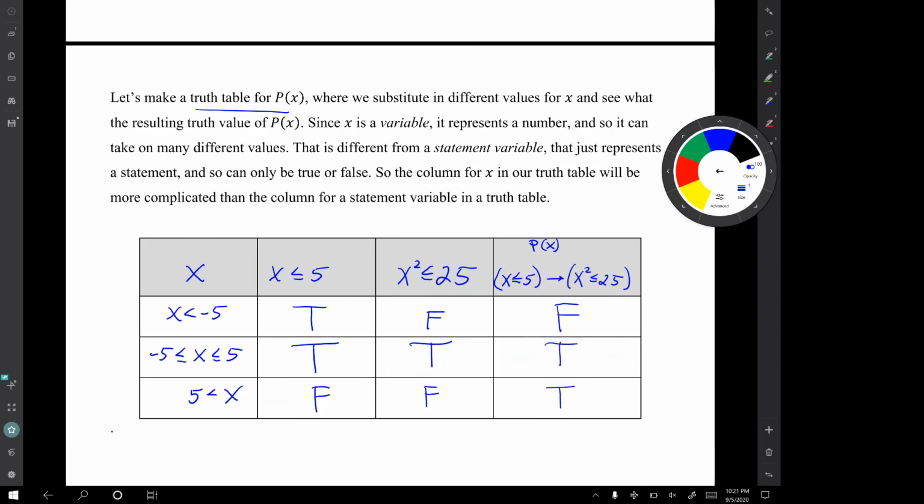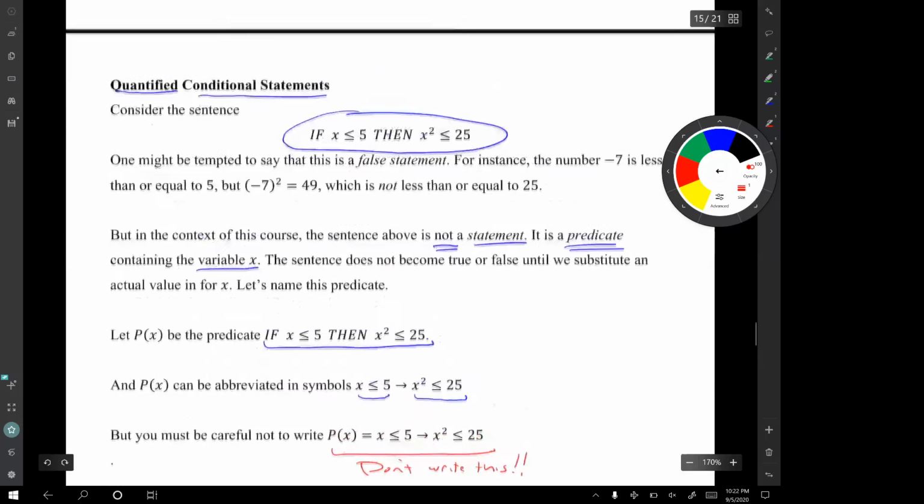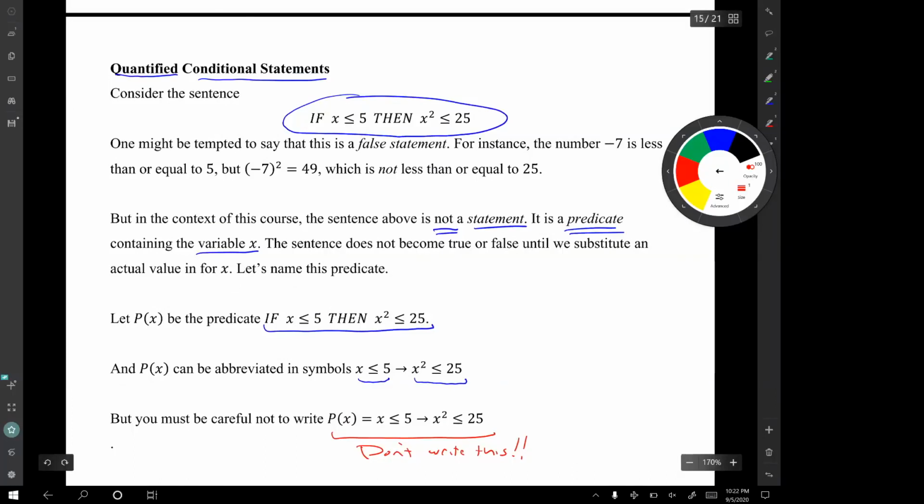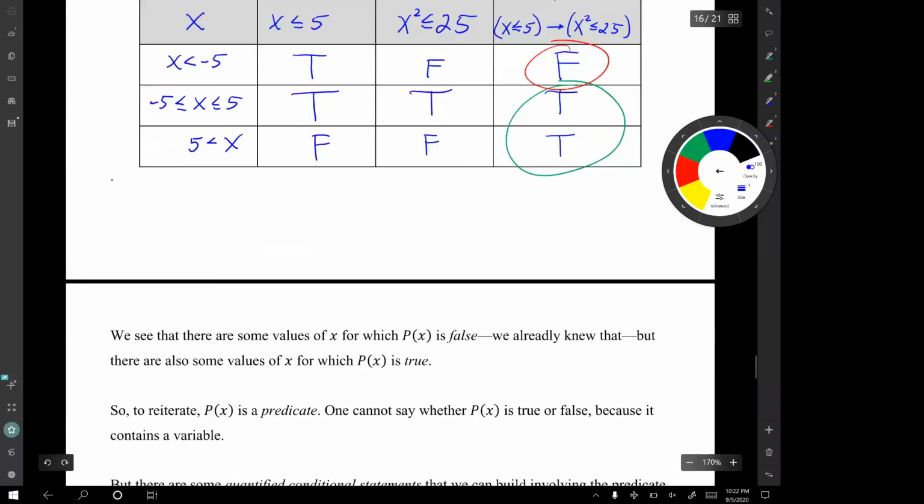So you see that this predicate is not always false. There are some x values that actually make this predicate true. So let's go back to the start of this discussion. Coming into this course, most of you would have looked at this statement here and said that it's a false statement. But in this course, that thing there is not a statement, it's a predicate. And it turns out that it's a predicate that can be true for some x's and false for some other x's.